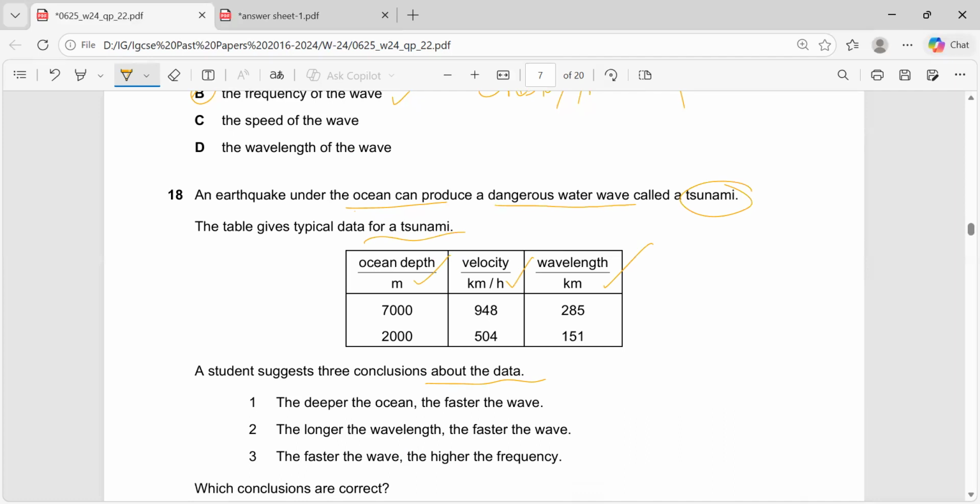The deeper the ocean, the faster the wave. Let's see. Here depth is more, speed is more. Here depth is less, speed is less. Yes, this option is correct. So from here we can understand that speed is directly proportional to depth. Correct. Smaller depth, 2000, speed is also smaller, 504 kilometers per hour. 7000 depth, speed is 948 kilometers per hour. Okay. The longer the wavelength, the faster it moves. Wavelength longer here. See, wavelength is more.